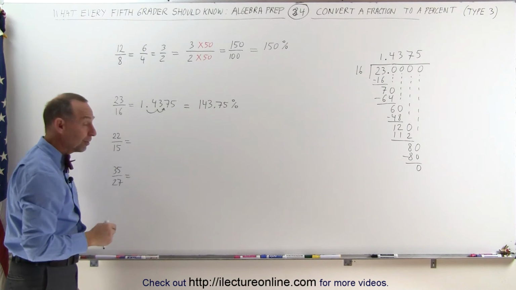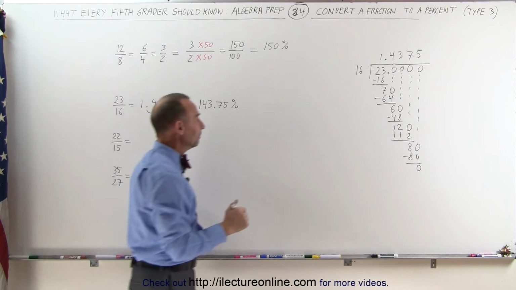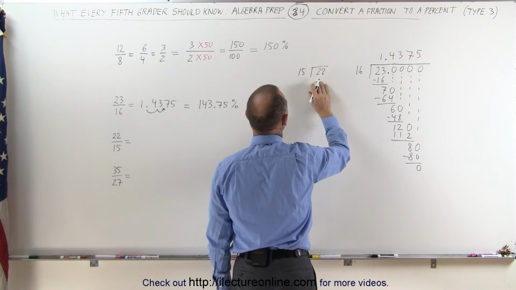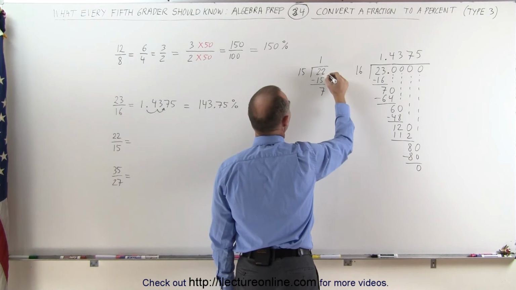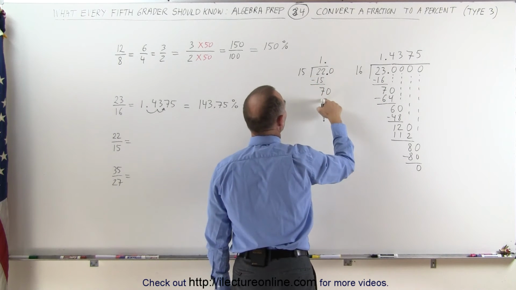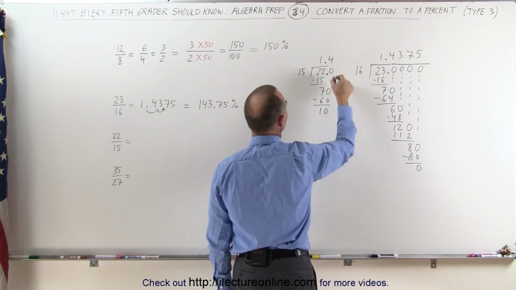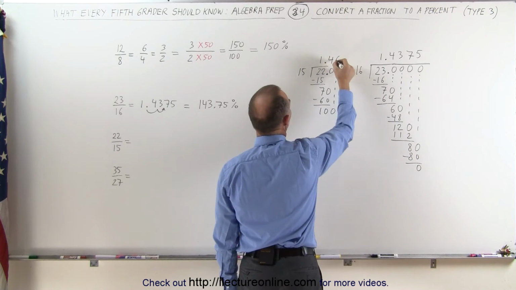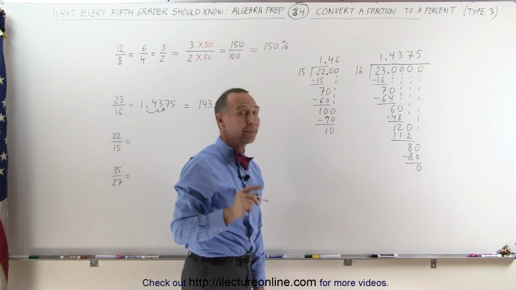Our next example. Let's see, can we simplify that at all? It doesn't look like it. So what we're going to do here is again do a longhand division. 22 divided by 15. 15 goes in 22 1 time. My remainder is 7. A decimal point there and a decimal point there. Add a 0. 15 goes into 70. 4 times 15 is 60. The remainder is 10. Add another 0. 15 goes into 100. 6 times 15 is 90. Remainder is 10.